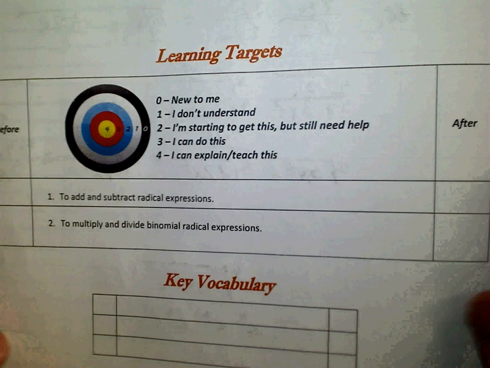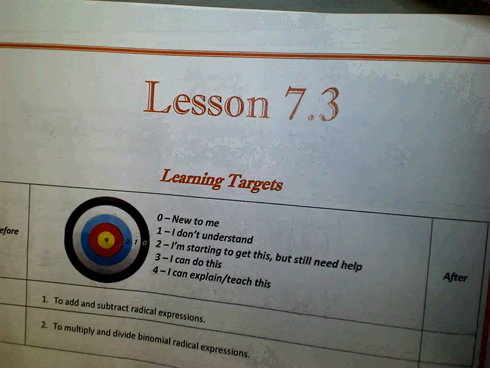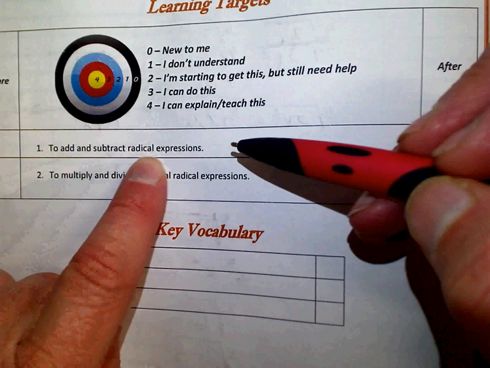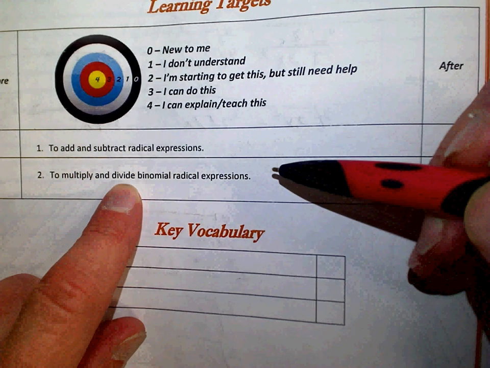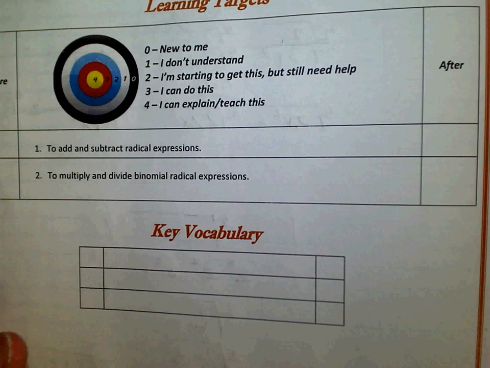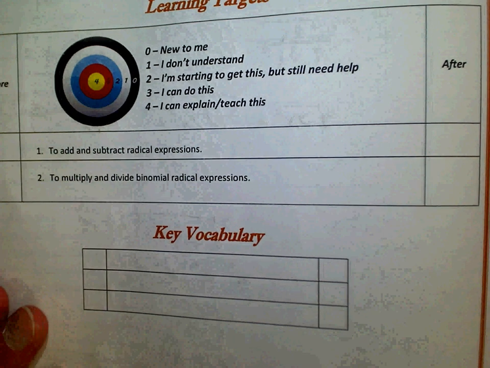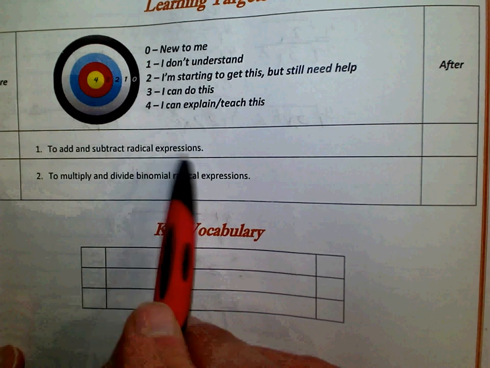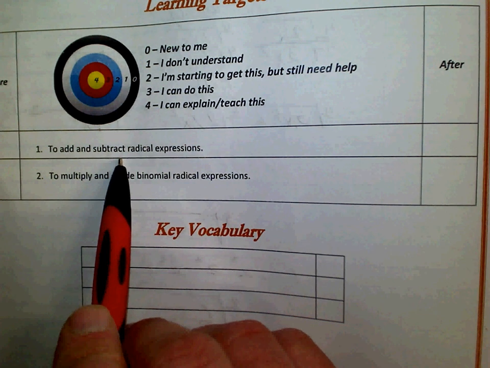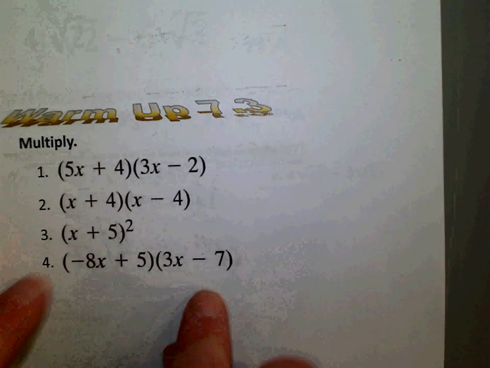Okay, guys, this is 7-3, and on this one, we're going to discuss how to add and subtract radical expressions, and how to multiply and divide binomial radical expressions. These are things that you've done already. The stuff we did yesterday, I believe, is more challenging than today's, because this really builds on previous knowledge more than yesterday's.